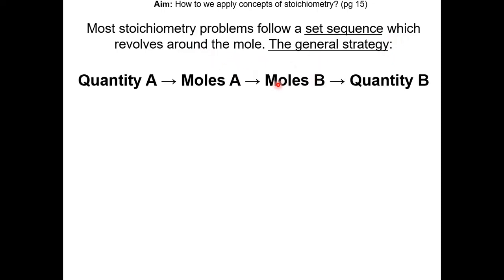Most stoichiometry problems follow a set sequence which revolves around the mole. The general strategy is quantity A converts to moles A, which converts to moles B, which converts to quantity B. Quantity A is what's given in the problem. Quantity B is what you want.